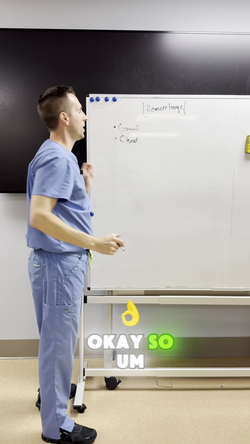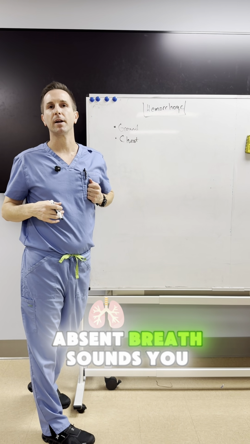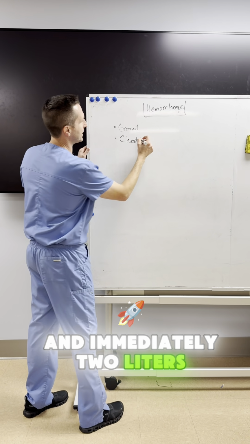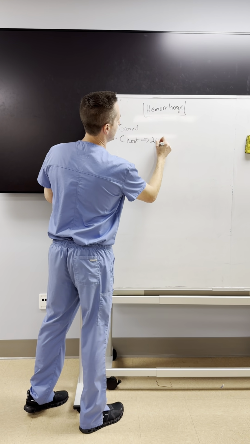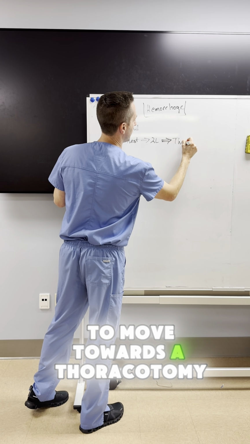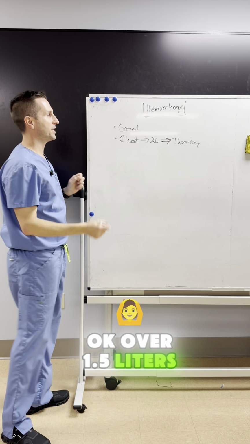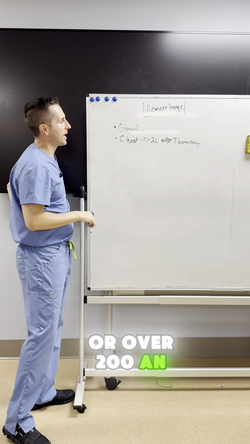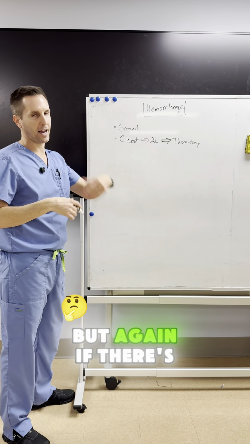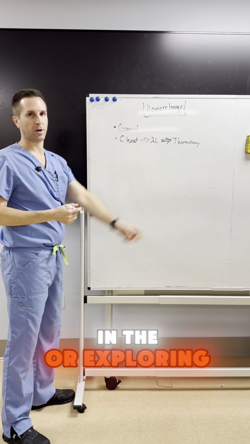Okay, so you suspect a chest trauma, absent breath sounds, you place a chest tube, and immediately 2 liters come out of the chest. That is an indication, a hard indication to move towards a thoracotomy. Okay, over 1.5 liters or over 200 an hour. Different texts say different things, but again, if there's a high output from the chest tube, you should probably be in the OR exploring the chest.